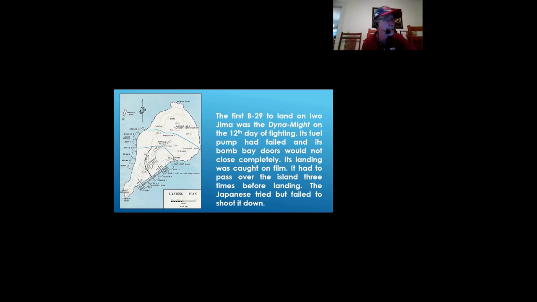But they were able to catch the landing on film. Now, the bomber had never been over Iwo Jima before. It didn't know where the airfield was. It had to fly over the island three times before it could safely land. The Japanese tried to shoot it down, but they were unsuccessful.